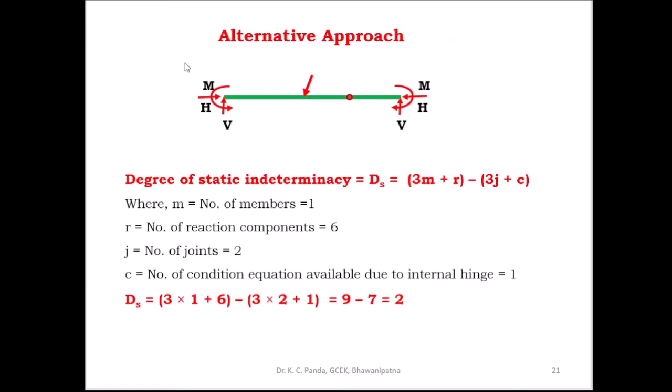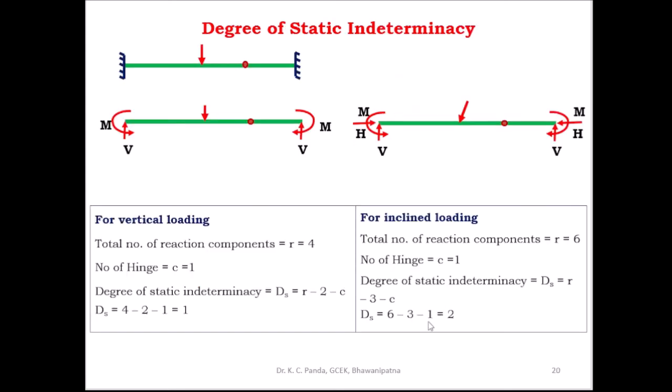You can also find it using another alternative approach, using this expression: ds is equal to 3m plus r minus 3j plus C. Here m is the number of members, equal to 1, and the number of reaction components is equal to 3 plus 3, that is 6, and the number of joints is equal to 2, and the number of condition equations available due to the internal hinge is equal to 1. So ds is equal to 3 into 1 plus 6 minus 3 into 2 plus 1. So this is equal to 9 minus 7, which is equal to 2. So here also you got 2.